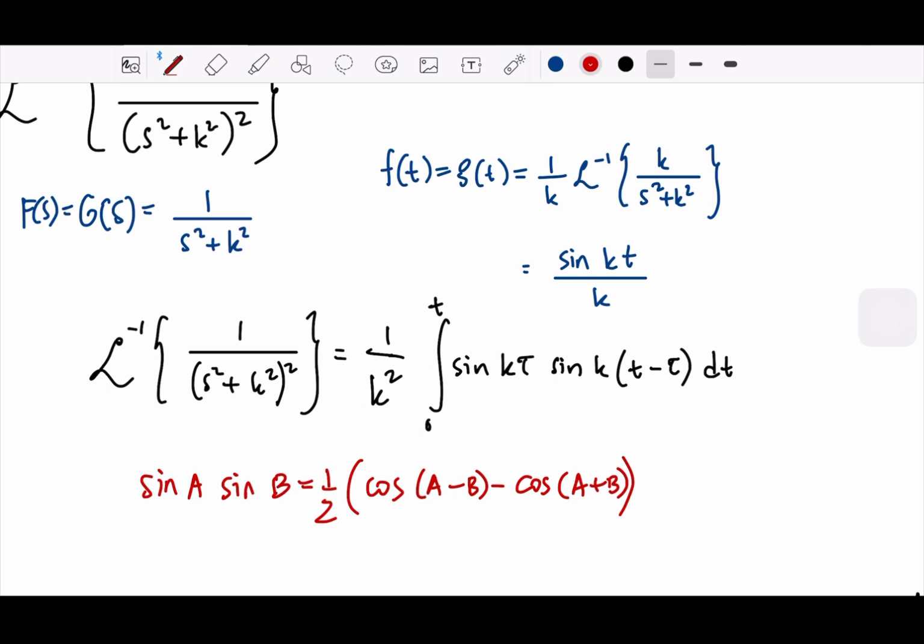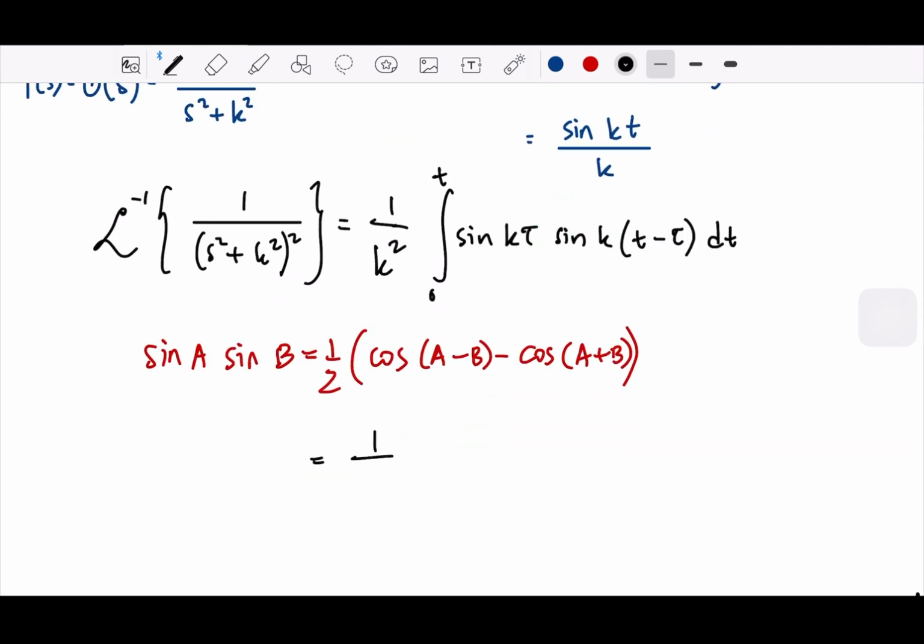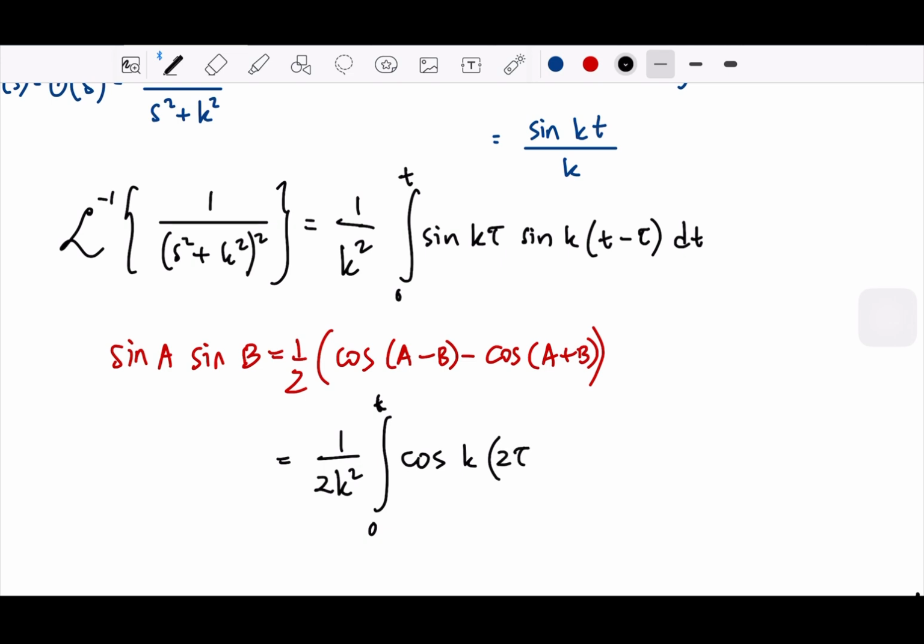Why do we need to write it like this? Because if we write this cosine minus cosine, it is easily integrated, right? So we are going to use this equation, cosine A minus B, letting this be A and this be B. Let me write it for you. The half goes outside, so it is 1 over 2k squared, and then the same integral from 0 to t. This will be cosine k, so minus, so plus 1, it becomes 2 tau minus t, and then minus cosine. Adding both sides, the tau is cancelled, so we have kt.